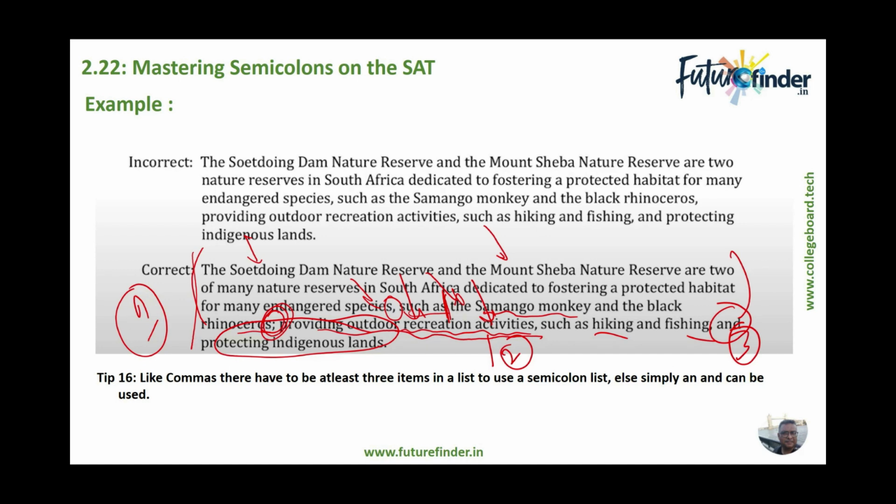So this is how the comma rule works. Like commas, there has to be at least 2 items in a list for semicolons, else simply an "and" can be used, right? Like the Oxford comma, the "and" has to be used at the end with a semicolon preceding the "and".